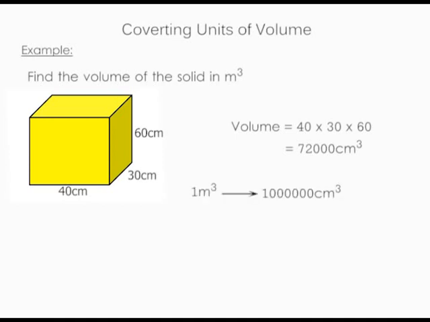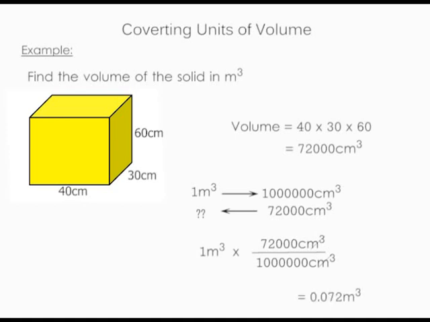1 cubic meter is equivalent to 1,000,000 cubic centimeters. How about 72,000 cubic centimeters? We have 1 cubic meter times 72,000 cubic centimeters over 1,000,000 cubic centimeters. Cubic centimeters cancel out, and we remain with 0.072 cubic meters.